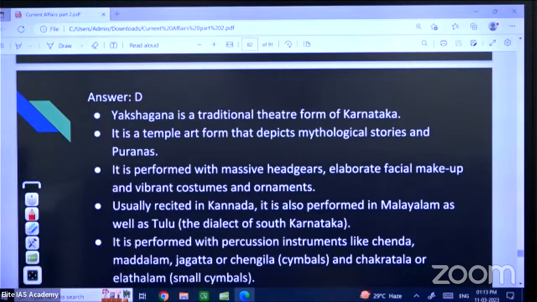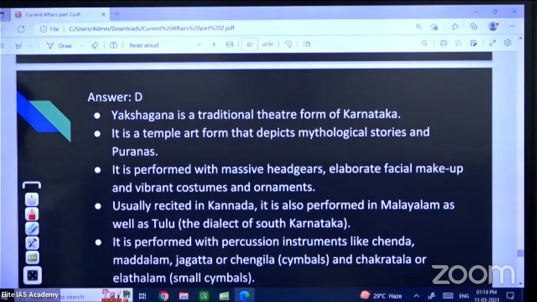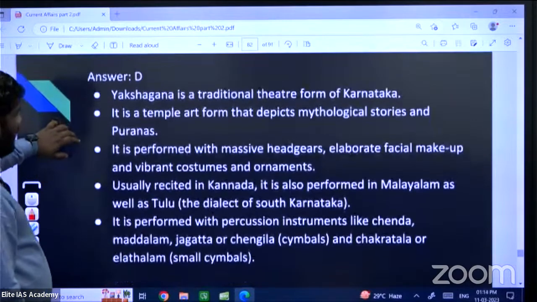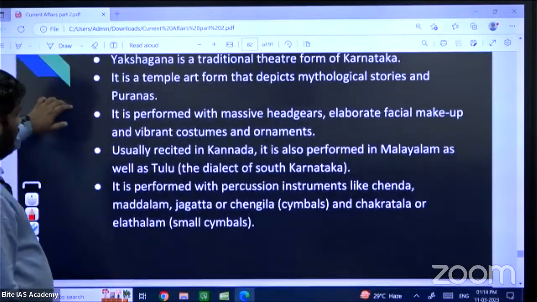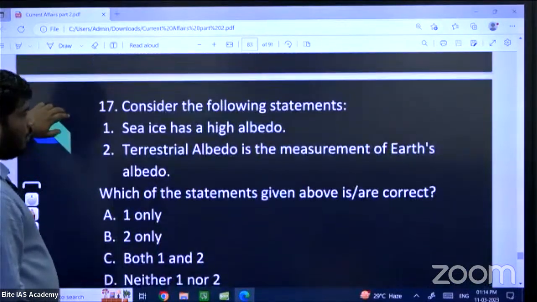Yakshagana is a traditional theater form of Karnataka. It is a temple art that depicts mythological stories and Purana. It is performed with massive headgears, elaborate facial makeup, and vibrant costumes and ornaments. Usually recited in Kannada, it is also performed in Malayalam. So this was in the news. Moving to the next question.